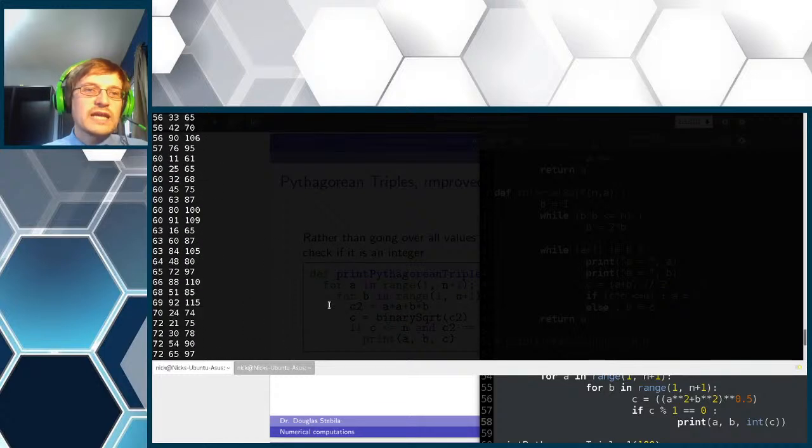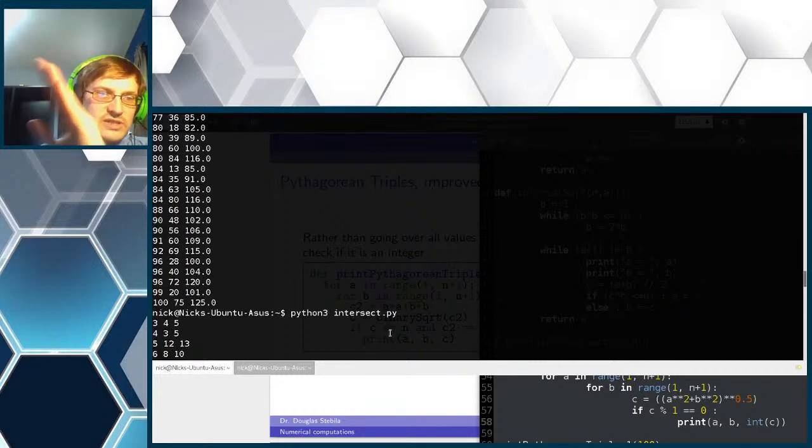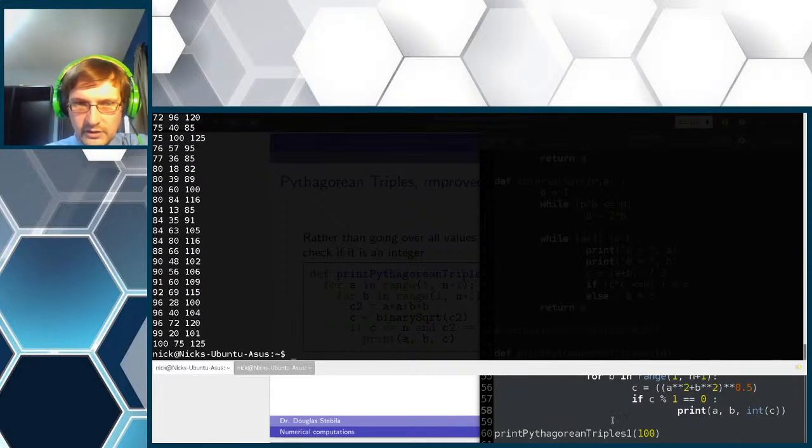In fact, we're getting a larger range of Pythagorean triples than we did before, because we are inclusive of c's that are greater than 100, which we weren't before. We were stopping at 100. There you go.